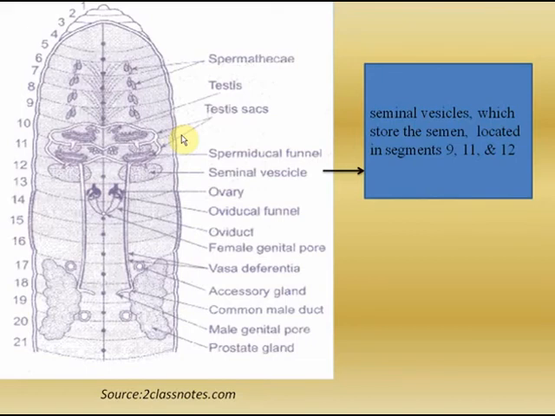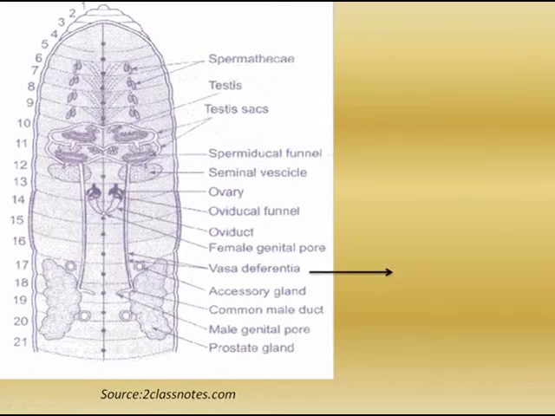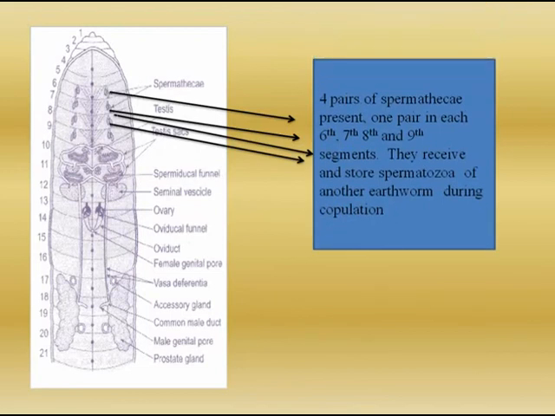Seminal vesicle store semen. You can see here testis sac of 10th segment communicate with the seminal vesicle of 11th segment and testis sac. Vasa deferentia. Two pairs of vasa deferentia are present. Vasa deferentia open on segment 15. Actually, sperms are produced within the testis, stored in the seminal vesicle and transferred to male gonopores by way of vasa deferentia. This is 4 pairs of spermatheca present on 6, 7, 8 and 9 segment. Spermatheca sieve and store spermatozoa of another earthworm during copulation.